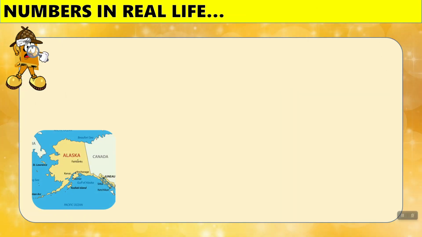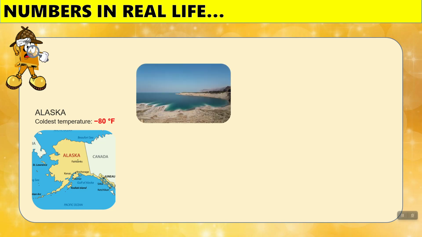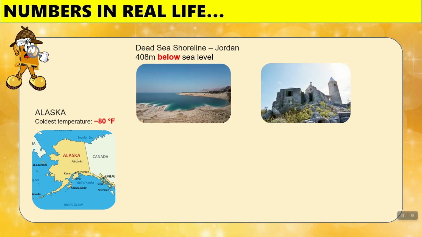Here is Alaska. And a fun fact about Alaska is the coldest temperature in Alaska gets down to minus 80 degrees Fahrenheit. Take note of that minus in front of the 80. Here is the country of Jordan, and here's the Dead Sea. And the shoreline is 408 meters below sea level. So we have 408, there's a number, but it's 408 meters below. What does that mean? Below sea level.